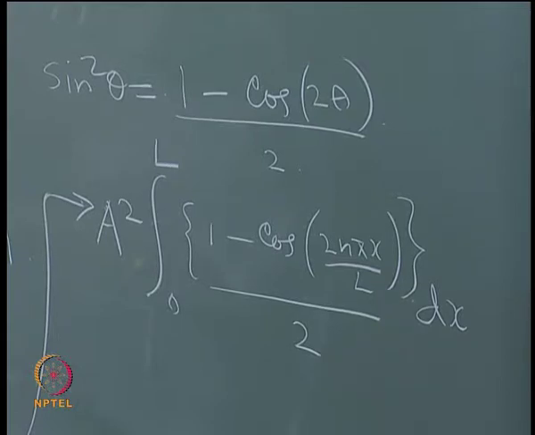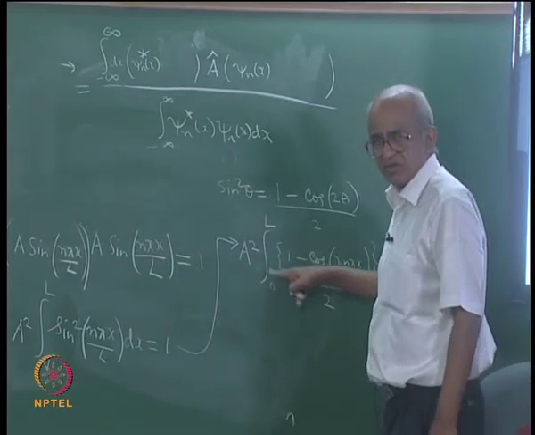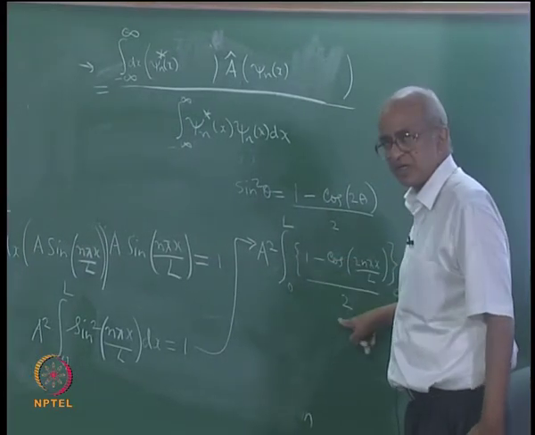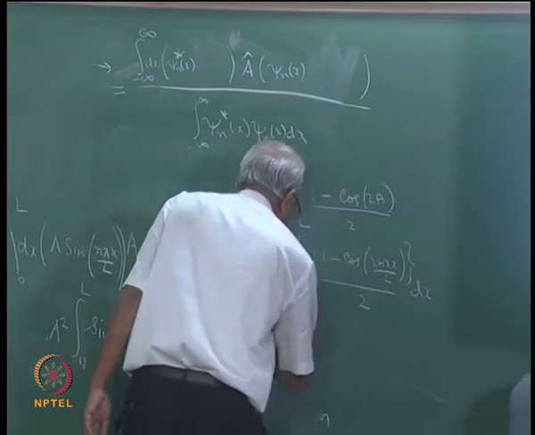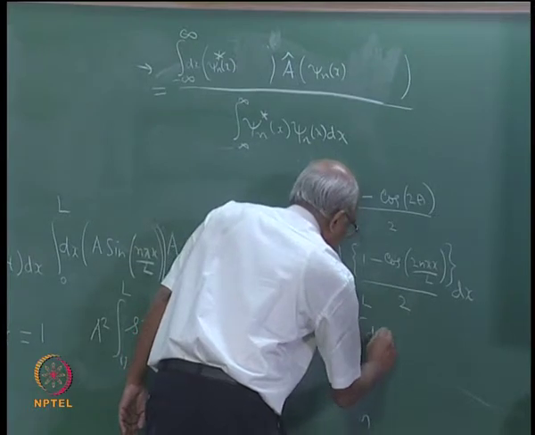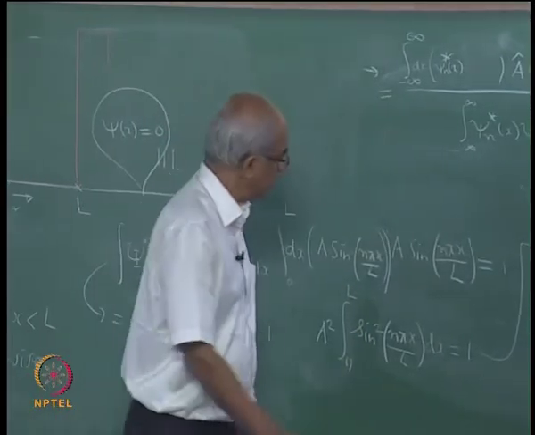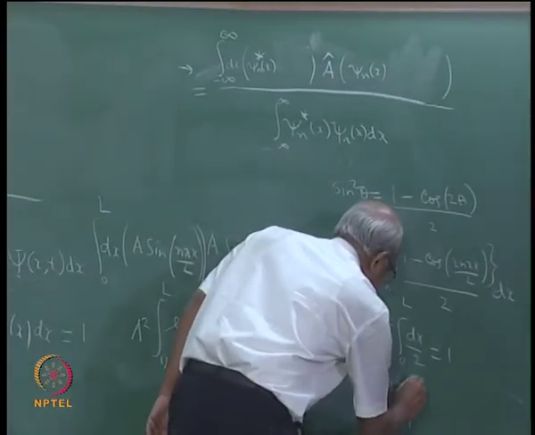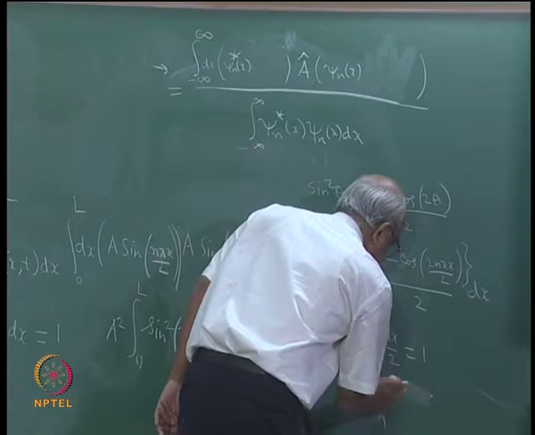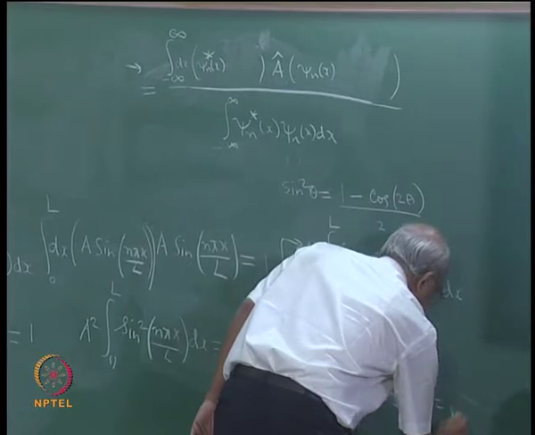And then maybe I will not evaluate this. What is going to happen is that this term, when you do the integral, will give you the answer 0, and only the first term, which is half, will survive. So this is going to give you A square into integral 0 to L dx divided by 2 is equal to 1, and that is an integral that can be easily performed. You will find that A square into L is equal to 2, implying that A must be equal to square root of 2 by L.